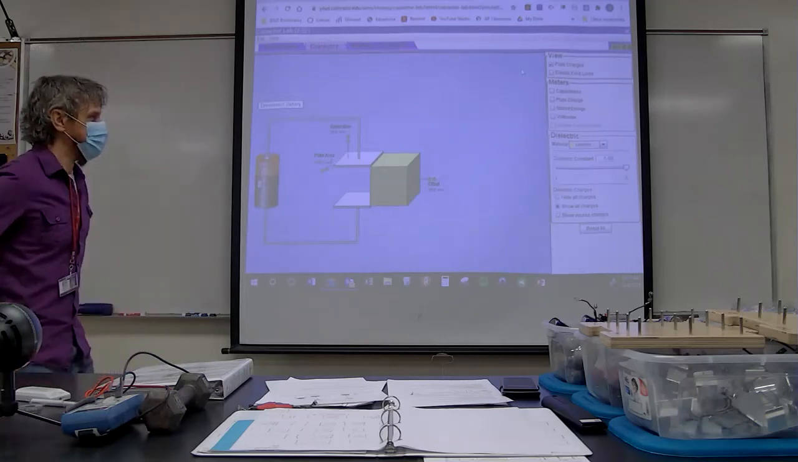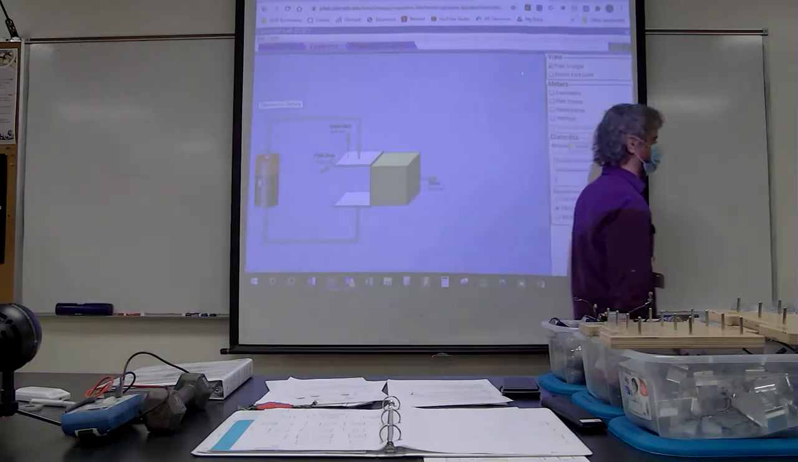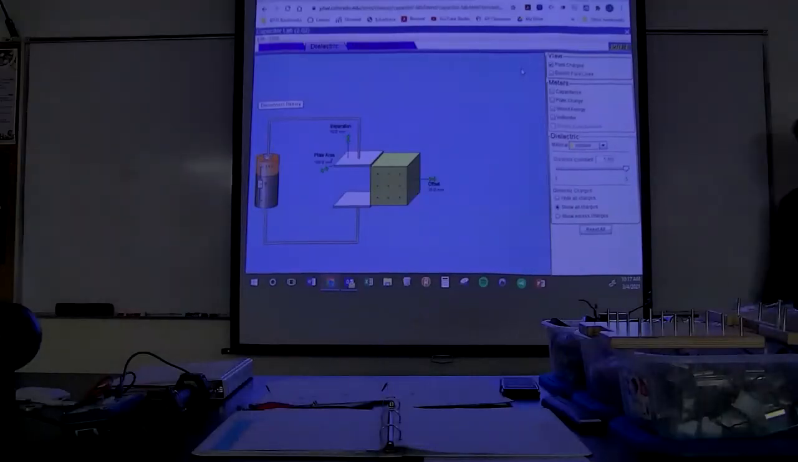All right. So let's revisit the last example that we were doing with capacitors, dielectrics.